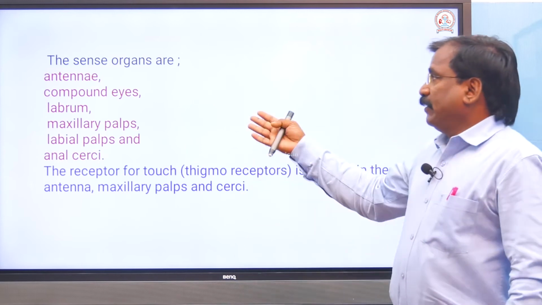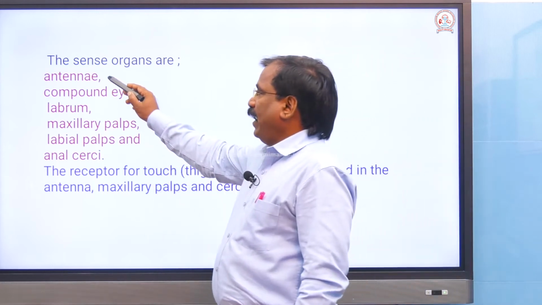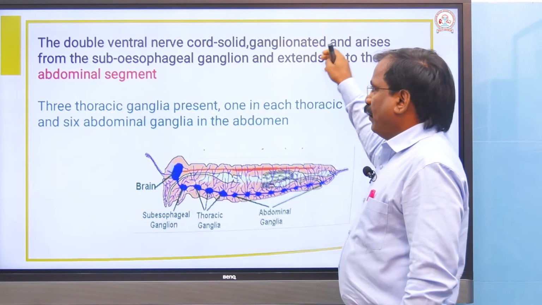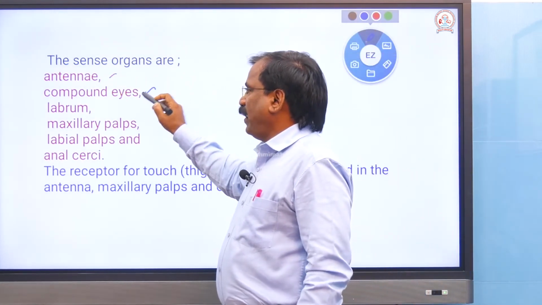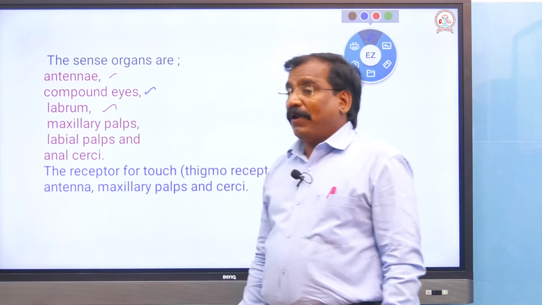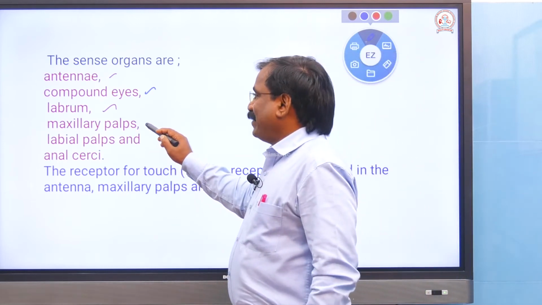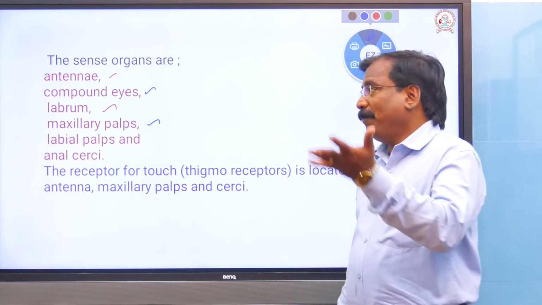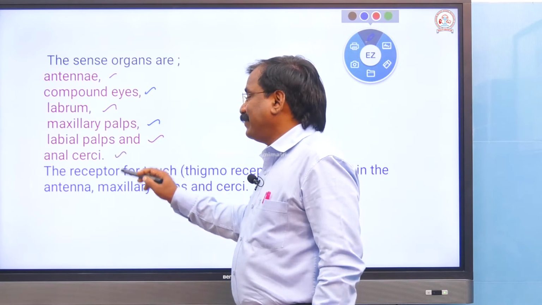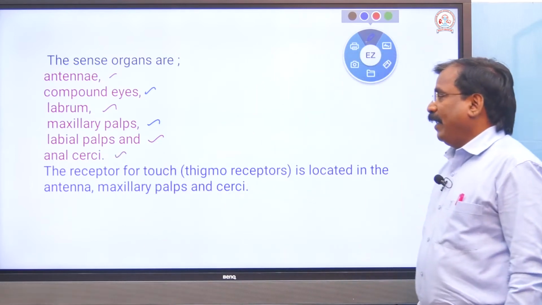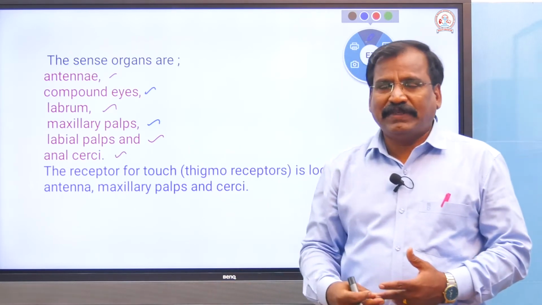Like that, the cockroach also has sense organs, namely a pair of antennae, compound eyes, labrum, maxillary palps, labial palps, and anal cerci. So these are the sense organs.